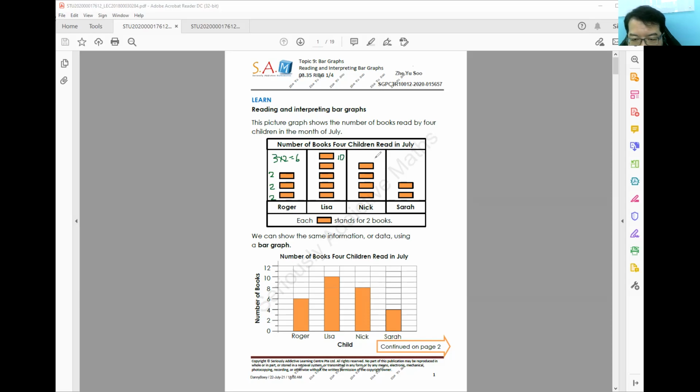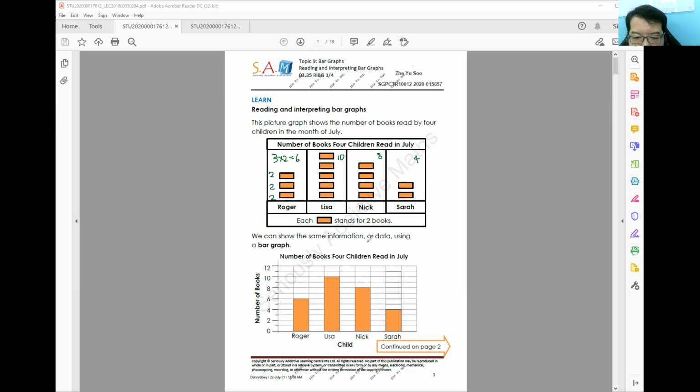4 times 2, 8. And Sarah? 2 rectangles of 2 books each. That is 2 times 2, 4. Okay, so this is something that you have learned in the past.